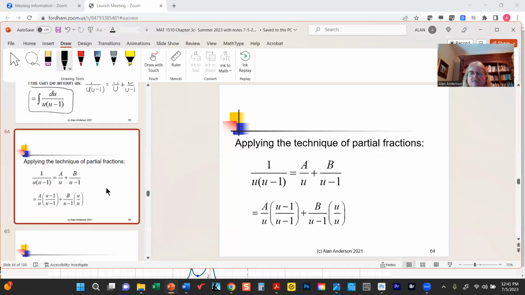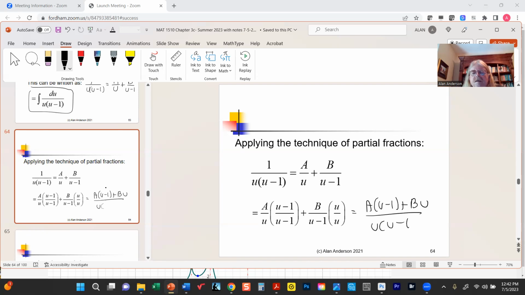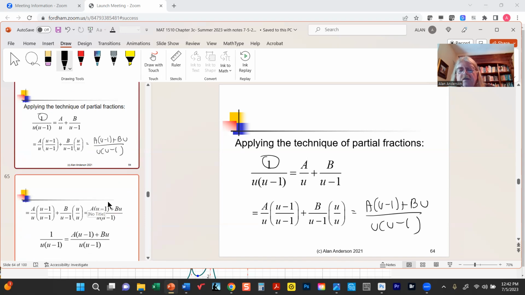So then, of course, we'll cross multiply. A will need to be multiplied by u minus 1 over u minus 1. B will need to be multiplied by u over u in order to have a common denominator. Okay, and since this is what we started with, we'll set the two sides equal to each other, the numerators must be equal.